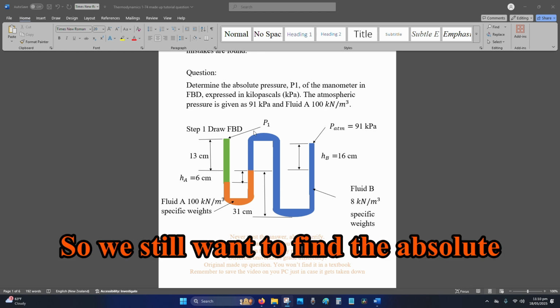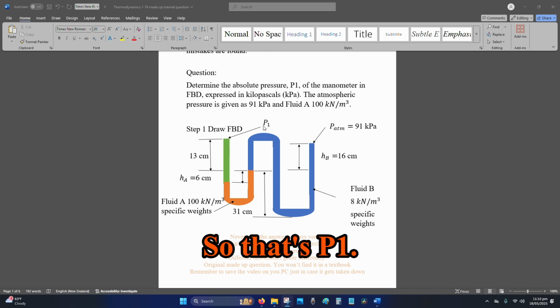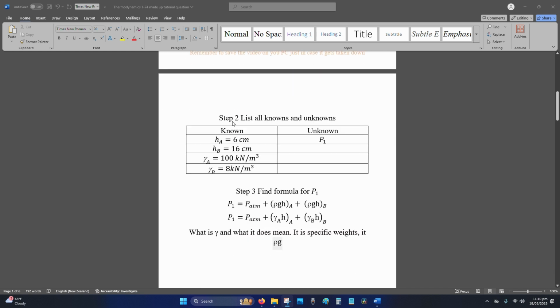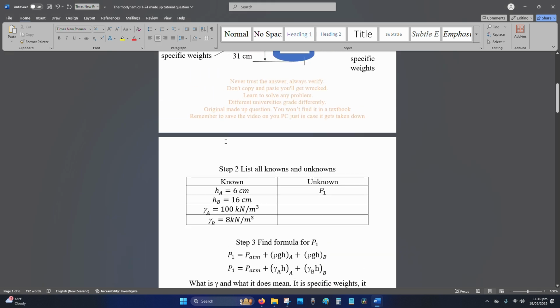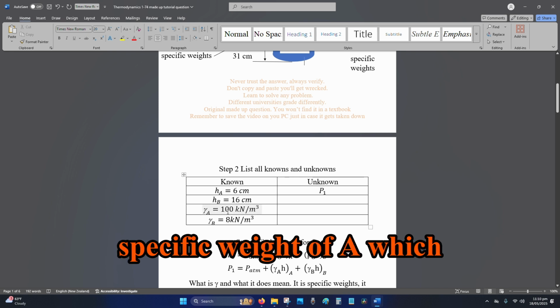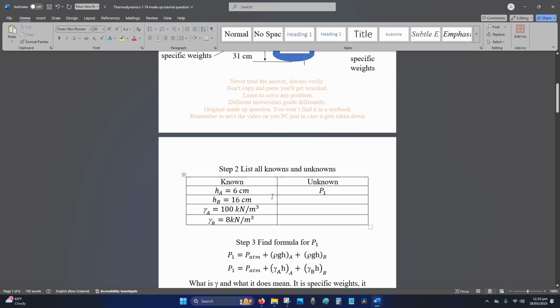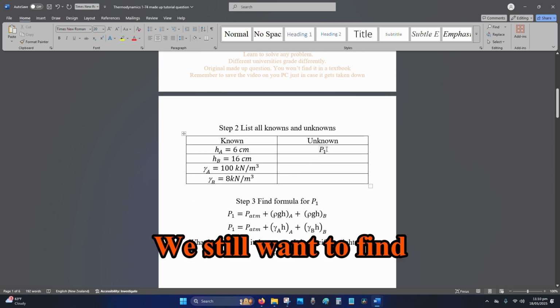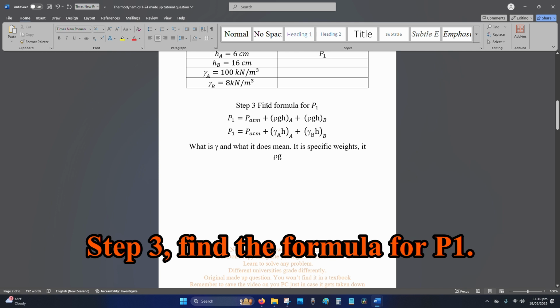So we still want to find the absolute pressure in the green section. That's P1. Step 2, list all the given values. The only difference here is the specific weight of A, which is 100 kilonewtons per meter cubed. We still want to find the absolute pressure P1. Step 3, find the formula for P1.